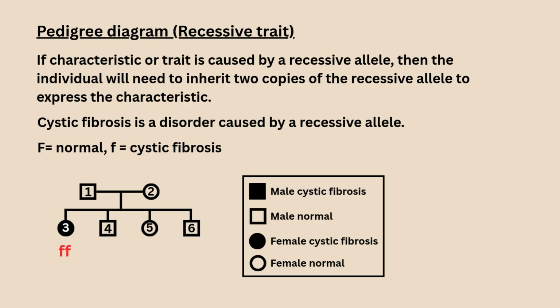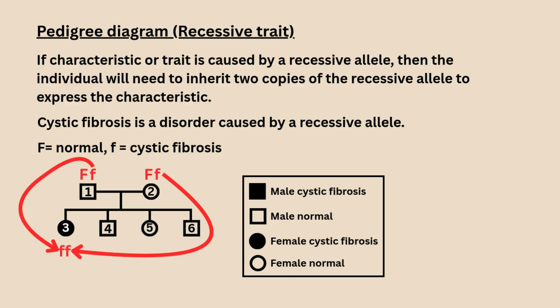Now, offspring number 3 would have received one recessive allele from each parent. So that's one recessive allele from number 1 and one recessive allele from number 2. As neither 1 nor 2 have the condition, they must also have a big dominant allele. So therefore the genotype of 1 and 2 will be big F, little f.